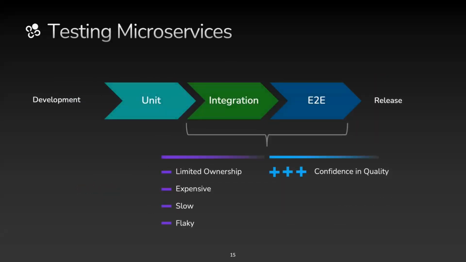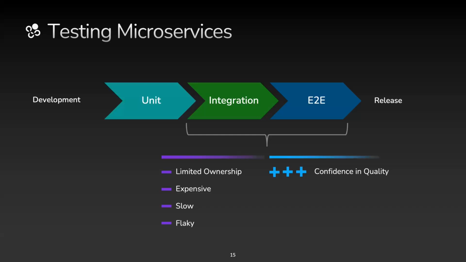To recap, integration and end-to-end tests are challenging for microservices, especially when they are used in every service's CI/CD pipeline. These tests don't always conform to the limited ownership of teams. They're expensive, they're relatively slow, and they have a tendency to be flaky. However, we still need these tests because they provide a lot of confidence in the overall quality of the app. How do microservices address this dilemma?